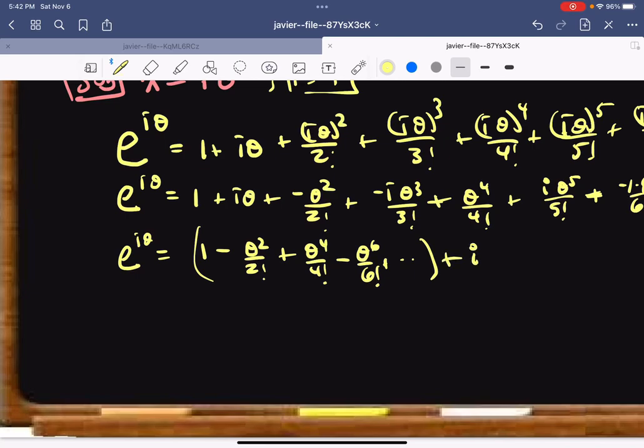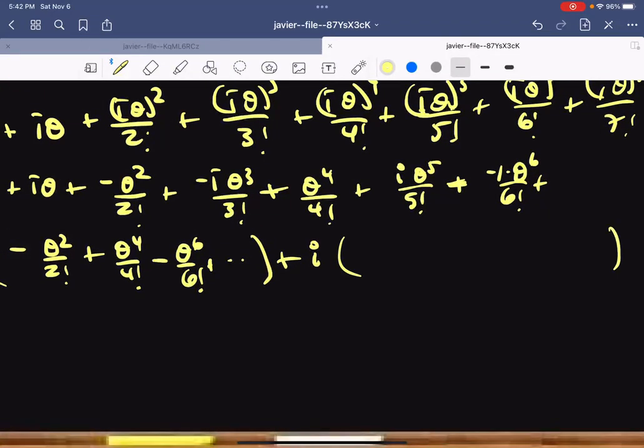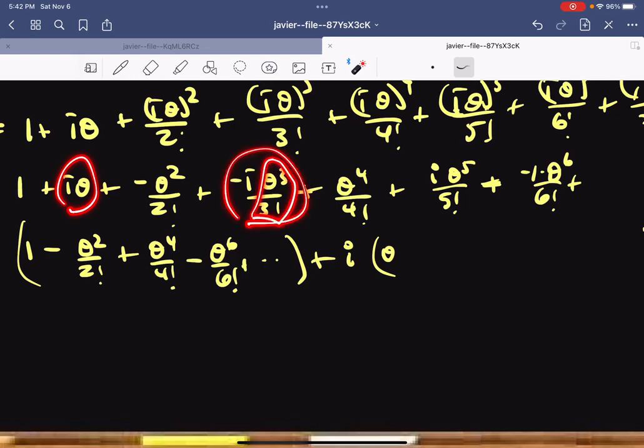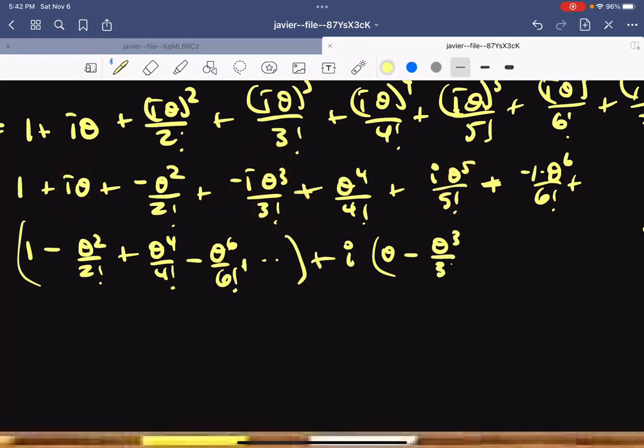And then out of the other group, the one that has i's, I could factor out an i, and that would leave a theta. Looking at this one, second term. Then I have another i here. That'll leave this when I factor out the i. Then I have another one here. So this would be theta minus theta to the 3rd over 3 factorial plus theta to the 5 over 5 factorial minus theta to the 7 over 7 factorial, on and on and on.